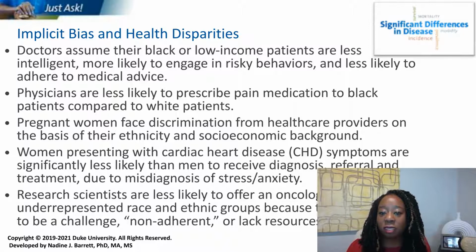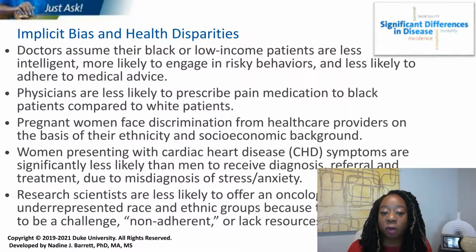We also know that there's differences in pain medication prescribed to Black patients compared to whites. It's the same thing for Asian patients as well, where their pain medications are oftentimes prescribed at a lower rate compared to their white counterparts.